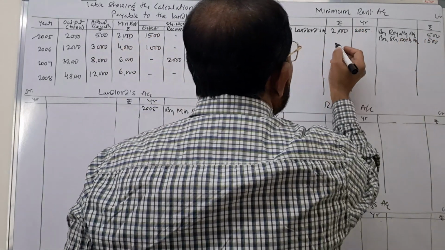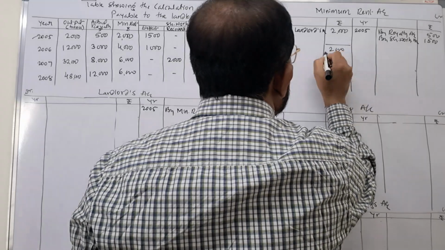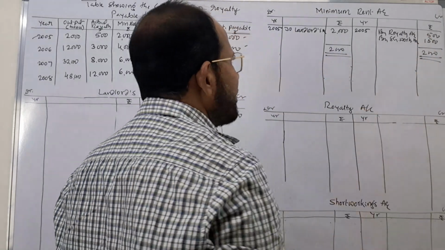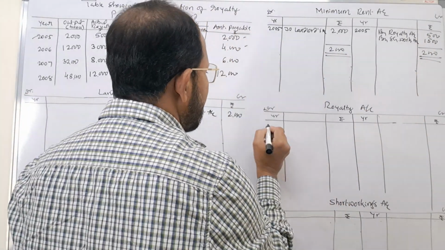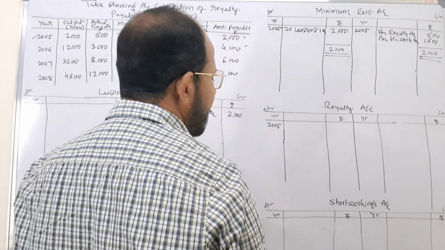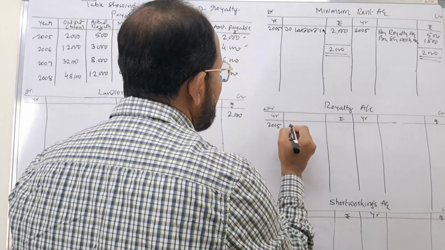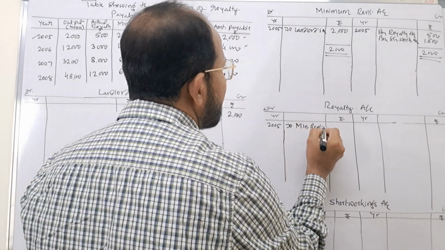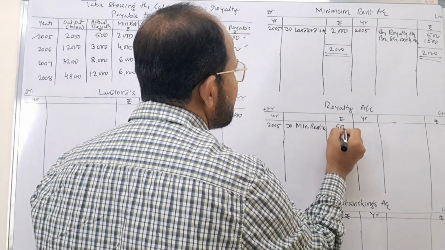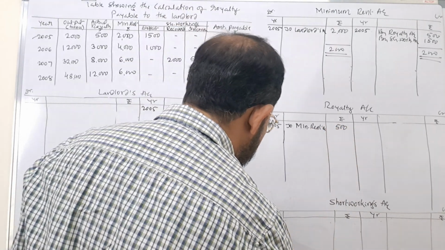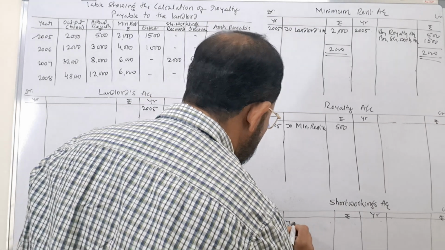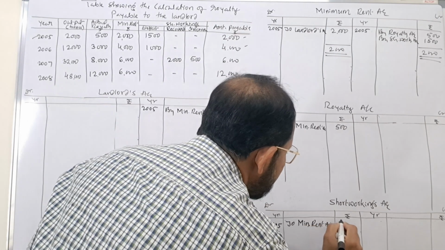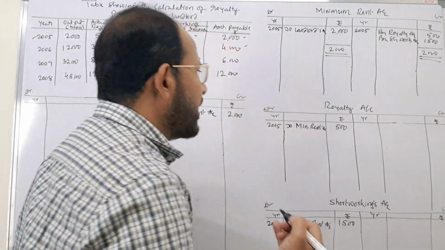Now you see your minimum rent account is closed, 2000, and here you write 2000. Next, the same posting is also required to be made here in the royalty and short workings account. You write here to minimum rent account with the amount of rupees 500. Next, here also you write to minimum rent account, short working amount rupees 1500.